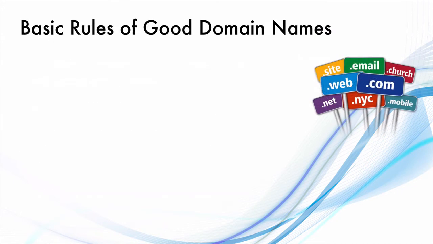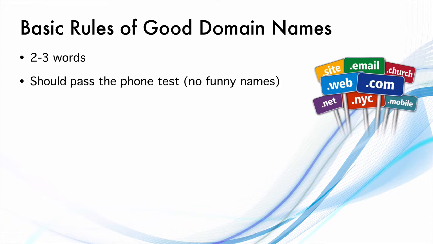So let's talk about some basic rules of good domain names. A good domain name should not be more than 2 to 3 words. For example, Digital Deepak is 2 words. There are big brands which are built on 3 words as well. For example, when you look at thelogicalindian.com, it's a 3-word website, but usually you don't see any big brands who have built it on 4 words.